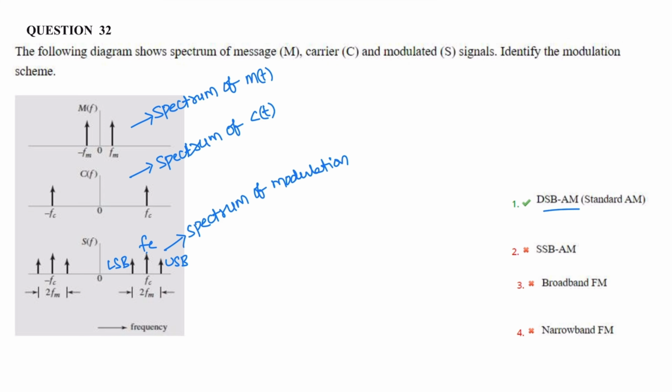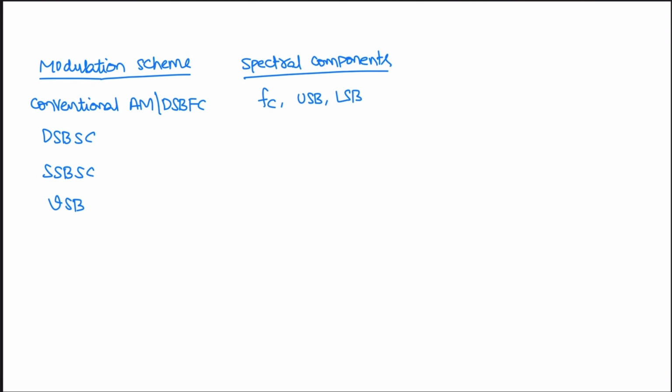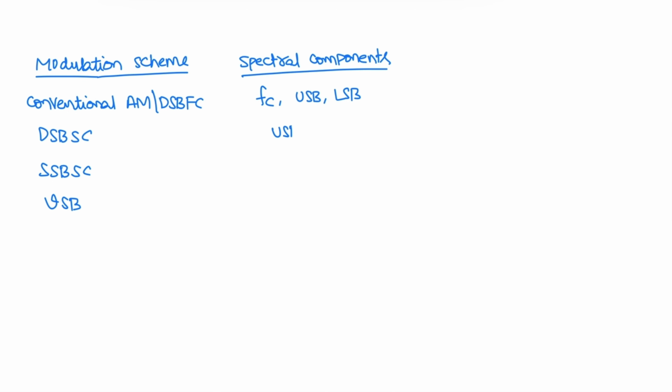spectrum of the message signal, and this is the spectrum of the carrier signal c of t. Let us see some points related to spectrum. Modulation schemes: conventional amplitude modulation, or double sideband full carrier modulation, has a spectrum consisting of the carrier frequency component, upper sideband and lower sideband. Similarly, double sideband suppressed carrier: the carrier is suppressed, so it consists of only upper sideband and lower sideband.